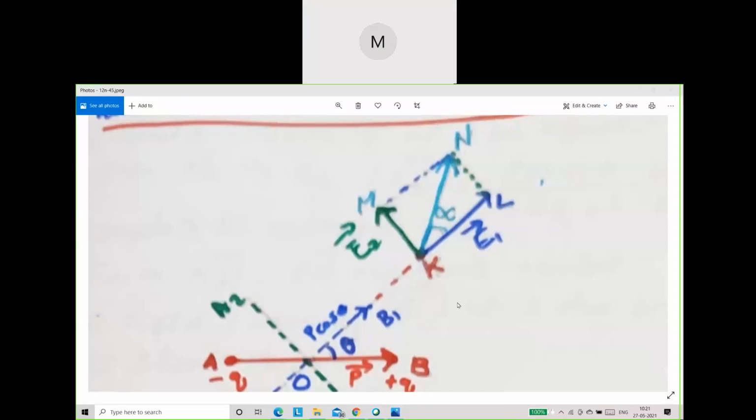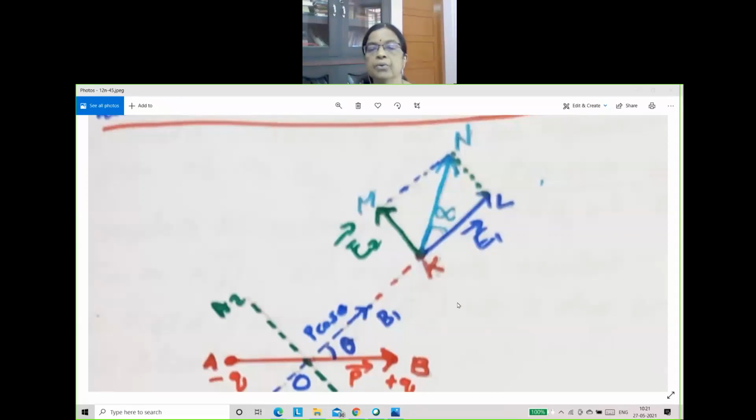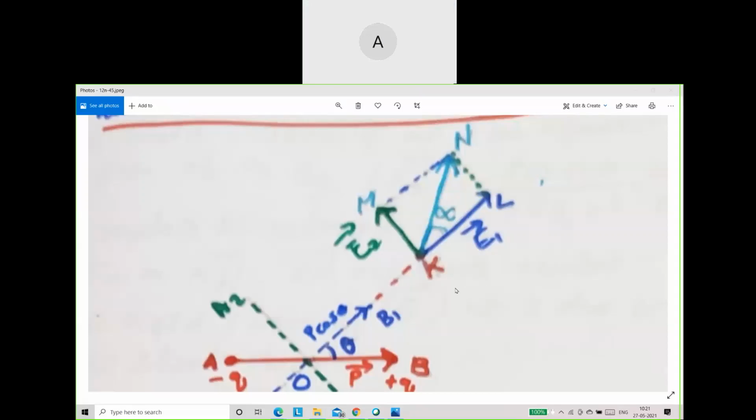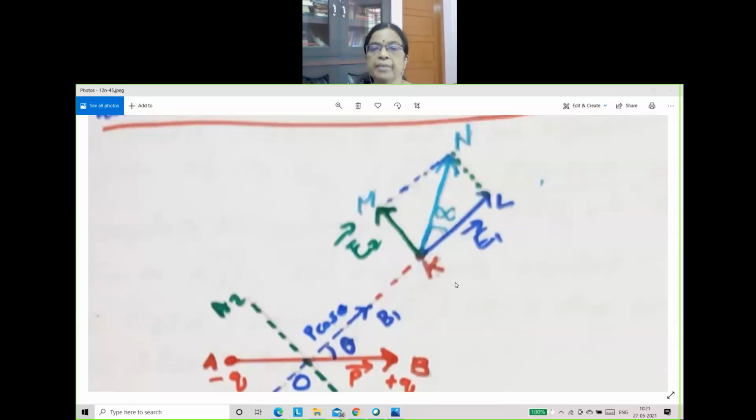Square root of a square plus b square plus 2ab cos theta. Theta is the angle between the two vectors. Okay. Last year we have studied R equal to root of p square plus q square plus 2pq cos theta. That is the resultant. And here theta is the angle between E2 and E1.